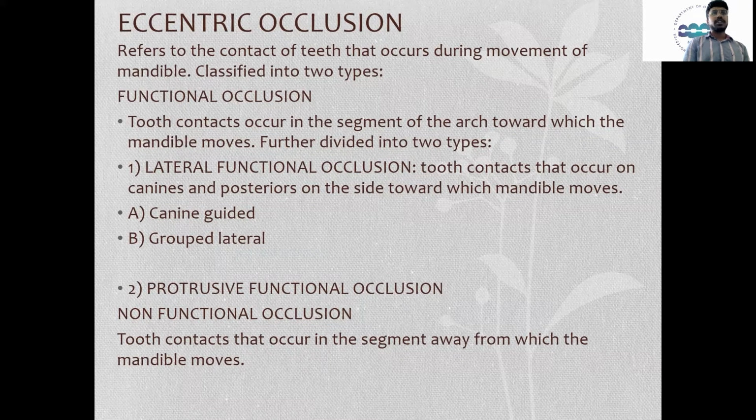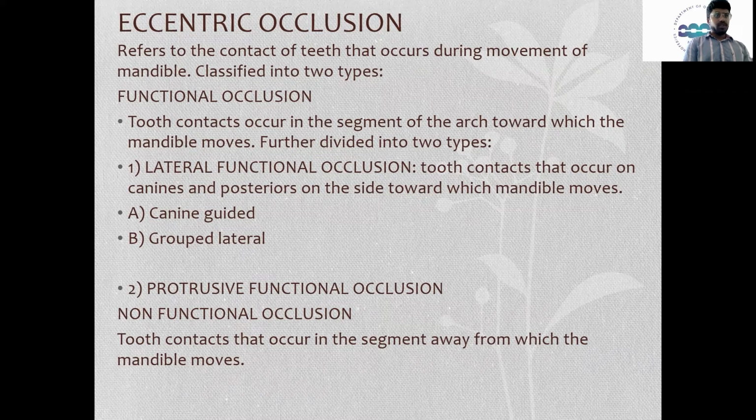The first one is lateral functional occlusion, in which the tooth contacts occur on the canines and the posterior teeth on the side towards which there is mandibular movement. Lateral functional occlusion is of two kinds: canine guided occlusion and group lateral occlusion. In canine guided occlusion, on the side at which the mandible moves, there will be cusp tip contacts of the canines of the working side.